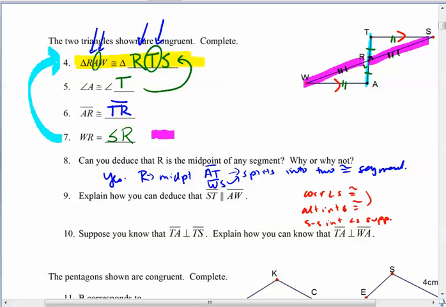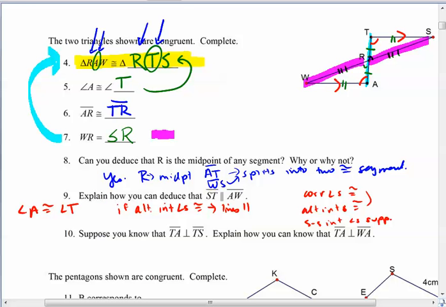I don't see any corresponding angles, but I do see that, for instance, angle A is congruent to angle T, and those are on opposite sides of the transversal AT. So since that's the case, ST is parallel to AW by, if alternate interior angles are congruent, then lines are parallel. So that's the reason, and the statement would be that angle A is congruent to angle T.